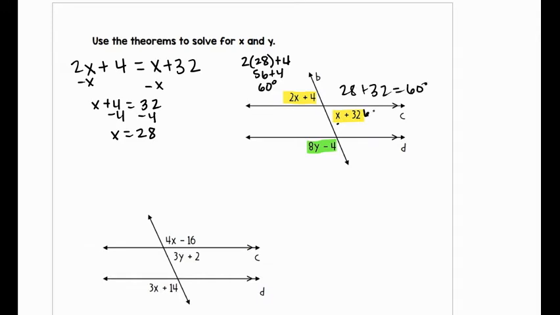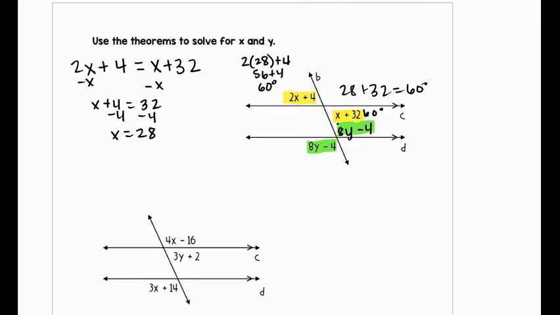So this angle was 60 degrees. This one will be 8y minus 4 because it is vertical to the highlighted green one. And because those ones are going to be vertical, we can call it the same amount. Then this angle, the yellow angle, x plus 32, which we found was 60 degrees, will be a consecutive interior angle with this green angle.